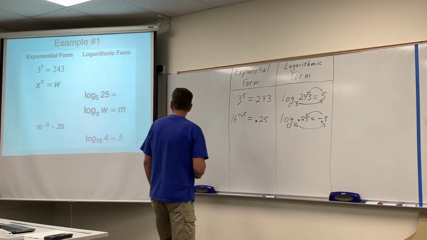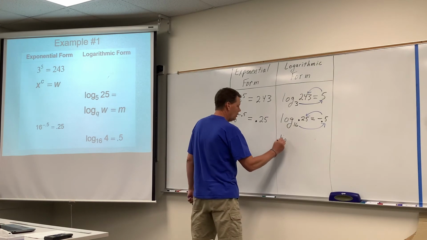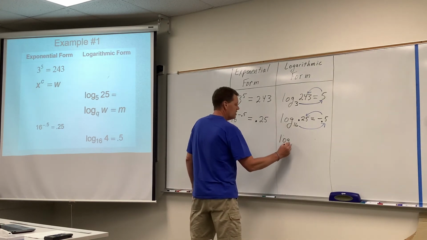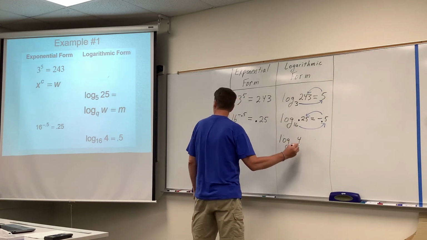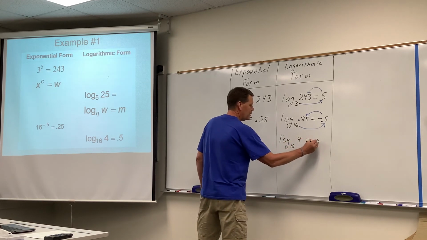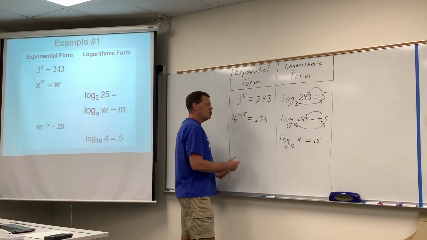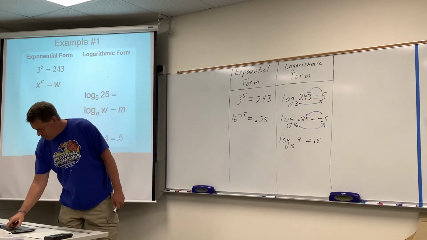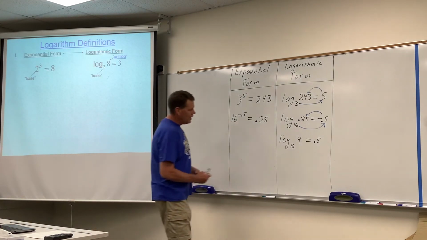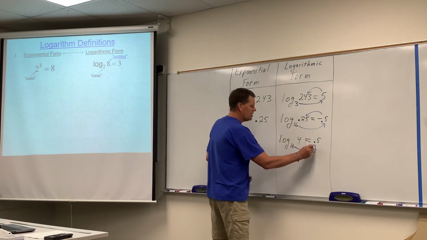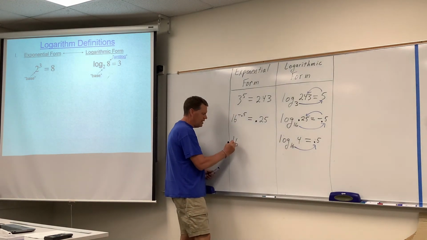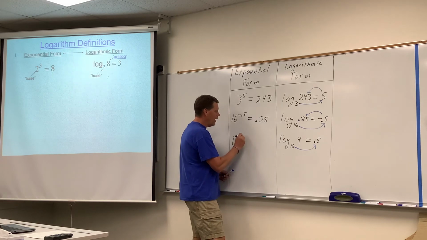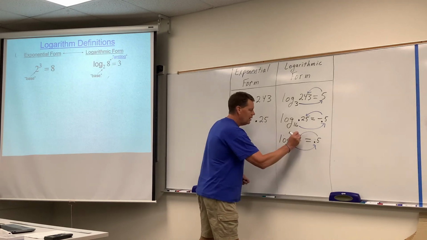All right, and then this last one, the log base 16 of 4 equals 0.5. Change it to exponential. And again, your pattern to follow would be in definition number 1, and you would hopefully say, okay, 16 is your base, so 16 would be your base, raised to the power of 0.5 equals 4.